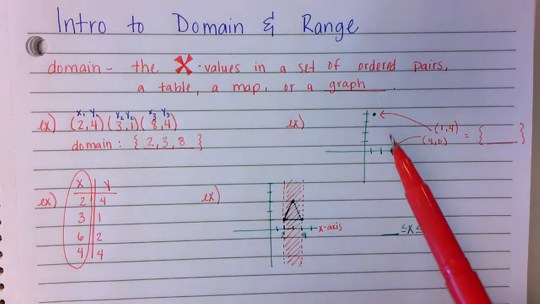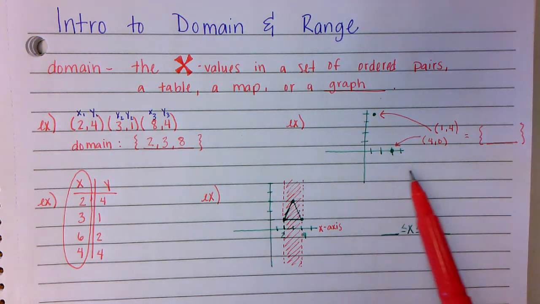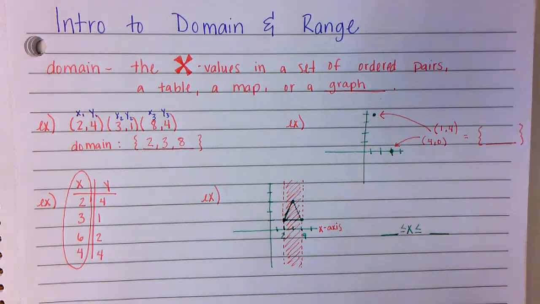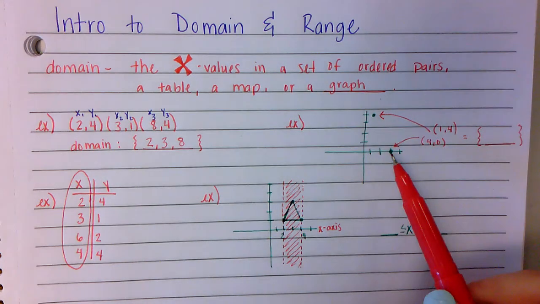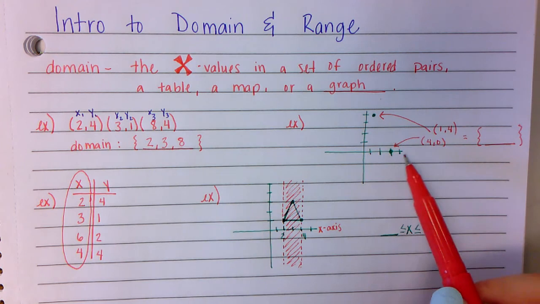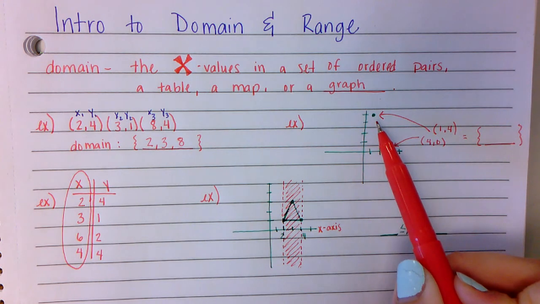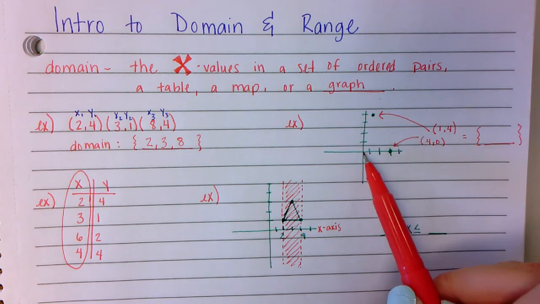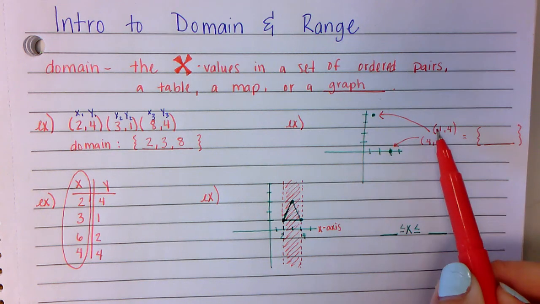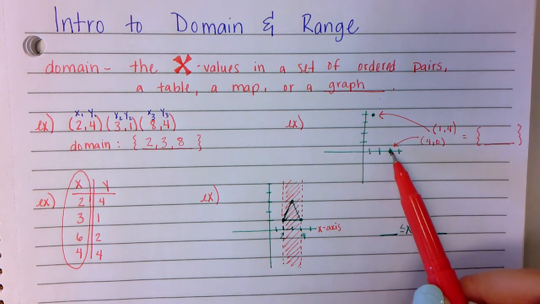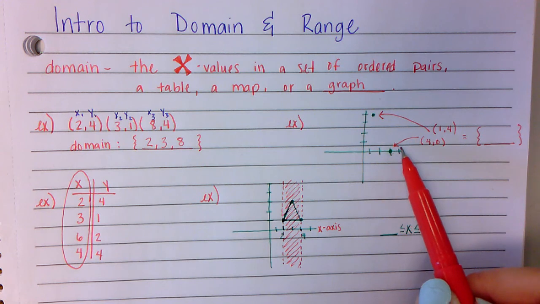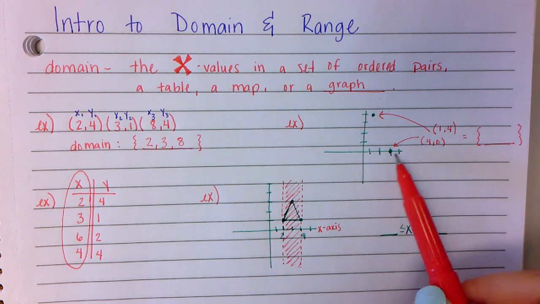You may also see a graph given to you with points on the graph, and it may say, what is the domain of this graph? Well, if it's just 2 points, again, this is an ordered pair of 4, 0. This is an ordered pair of 1, 4, right? So it's over 1, up 4. That's the coordinate of that point. Over 4, up and down 9. That's the coordinate of this point.